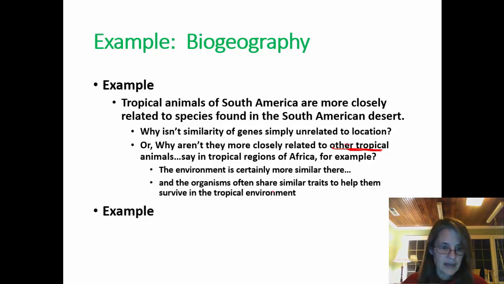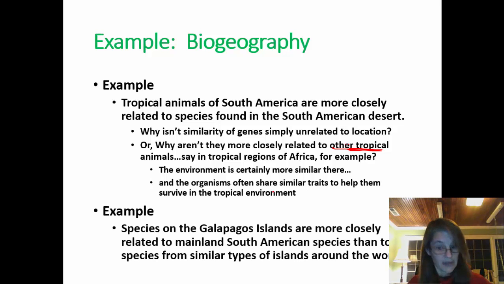Okay, another example. Species on the Galapagos Islands off the coast of South America are much more closely related to mainland South American species than to species from similar types of islands around the world. If evolution were not the case, then why do these organisms that live near each other also show closer relatedness? Okay.